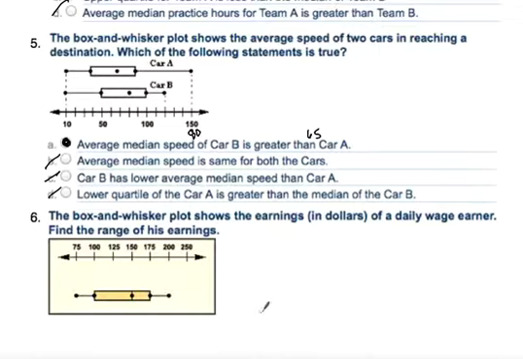Six says the box and whisker plot shows the earnings in dollars of a daily wage earner. Find the range of his earnings. To find the range, we talked about this for the past couple of days. The range is going to be the maximum value minus the minimum value. When we're finding the maximum and minimum, we're going to look for the whiskers. So what is the point at the ends outside our box? The maximum value looks like it's about 200, and the minimum value looks like it's about 100. So the range for this would be equal to 100.